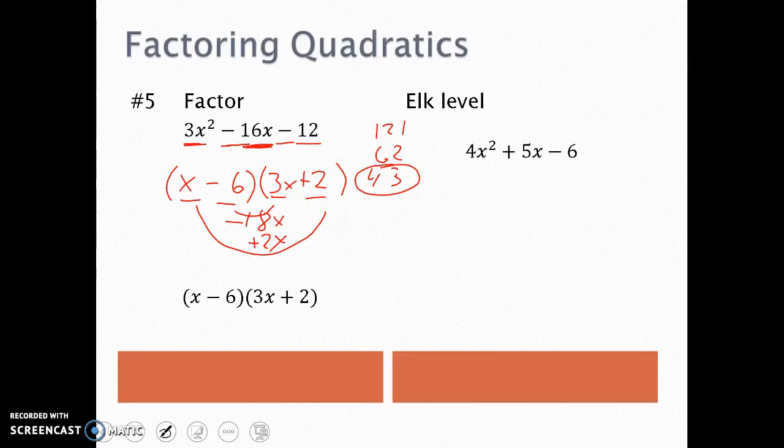Pause the video and see if you can work it out. Hopefully you're able to do that. I'm going to pretend that is what happened. Correct answer here is x plus 2 and 4x minus 3. And you could check to make sure that this works.